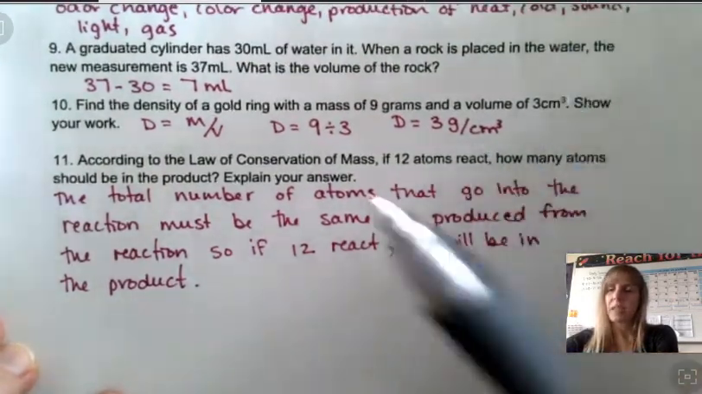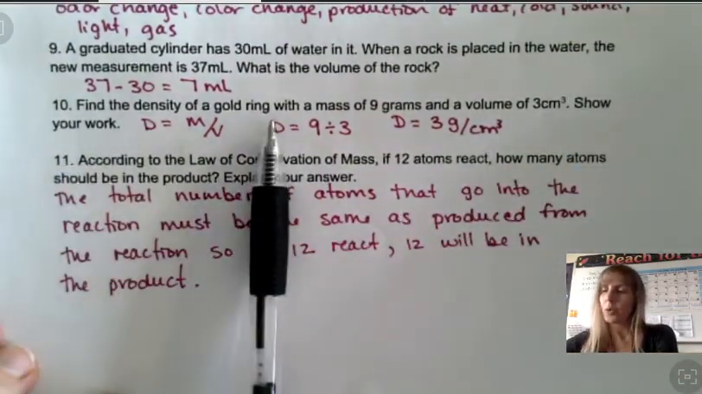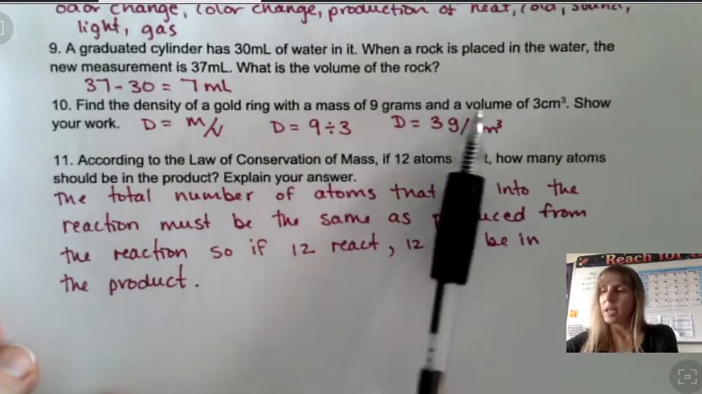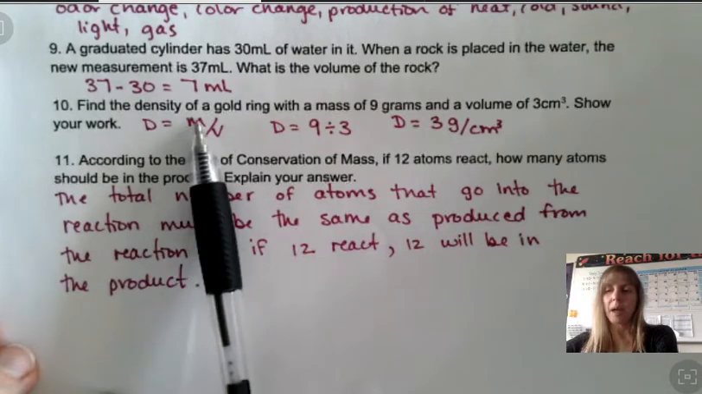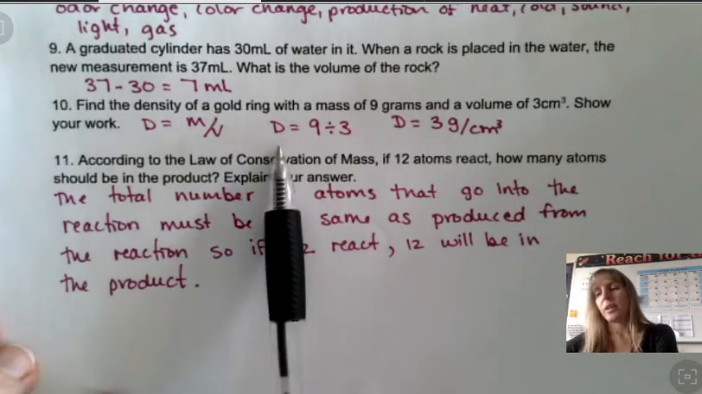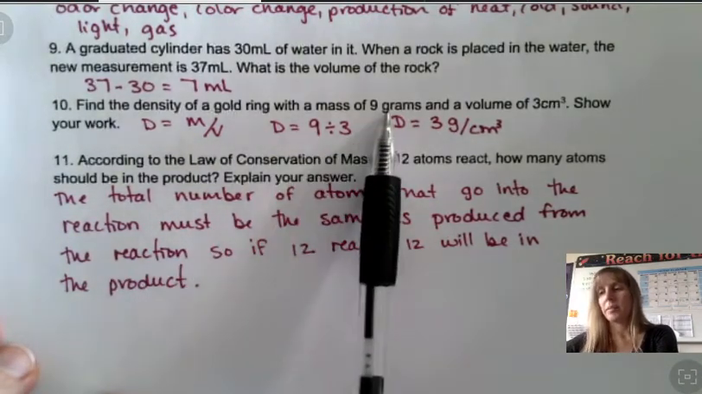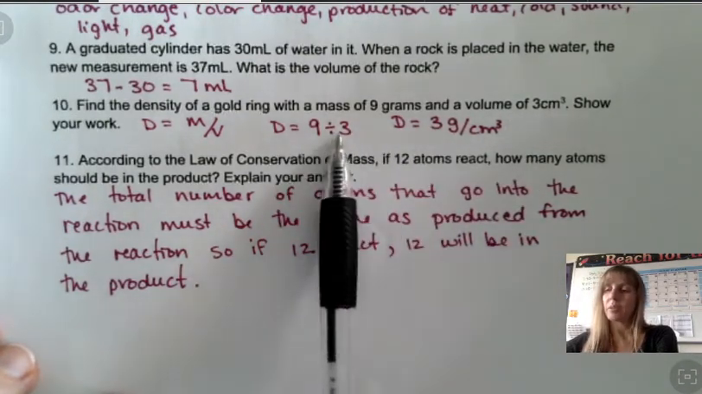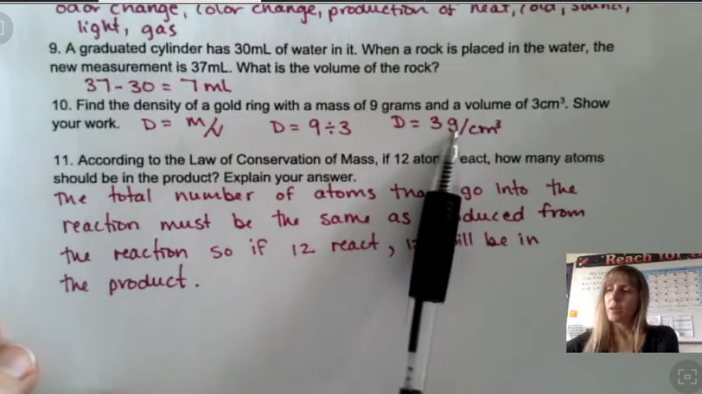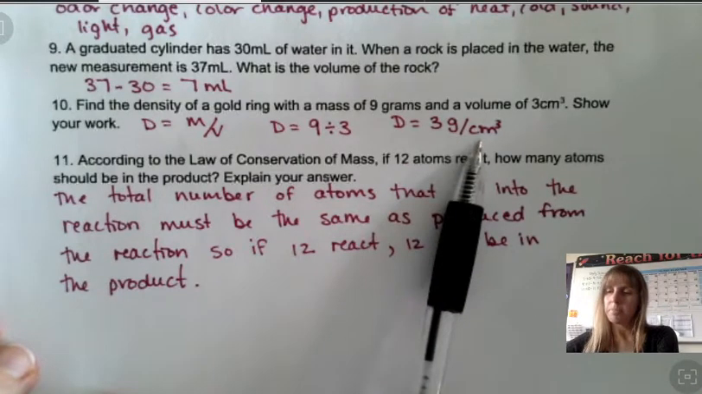There we go. Number 10 says find the density of a gold ring with a mass of 9 grams and a volume of 3 centimeters cubed. Show your work. Well, density equals mass divided by volume. So density equals 9 grams mass and 3 centimeters cubed volume. 9 divided by 3 is 3 grams per centimeter cubed.